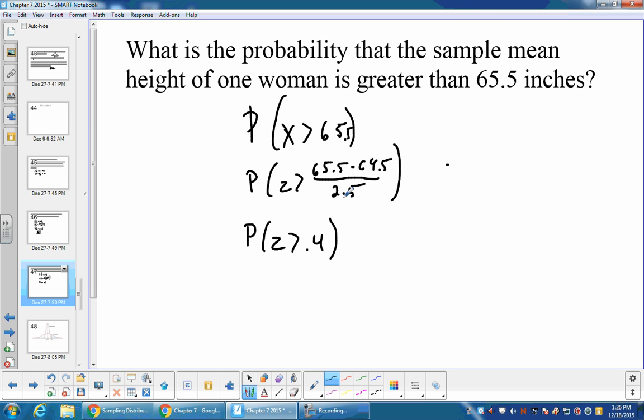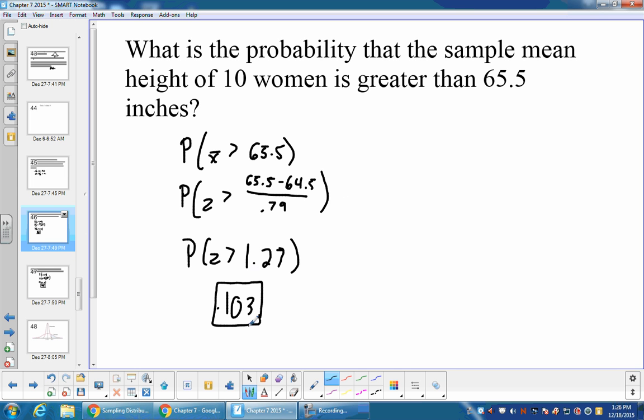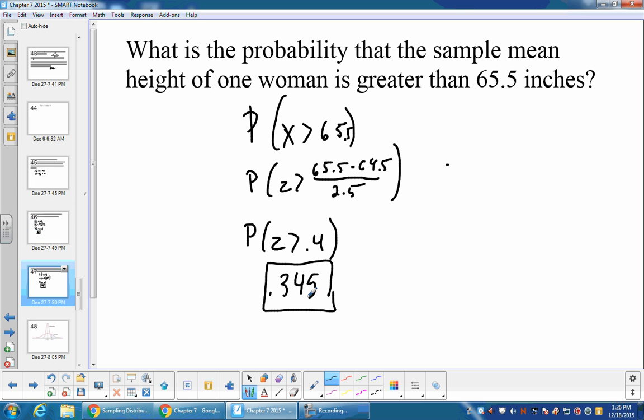So the probability that we go from 0.4 to infinity, now it increases to 34%, 0.3445. So if we round it out, there it is. So if you look at this, it's going to be pretty rare for 10 women to be greater than 65.5. But about 35% of the time, one person could be out there.